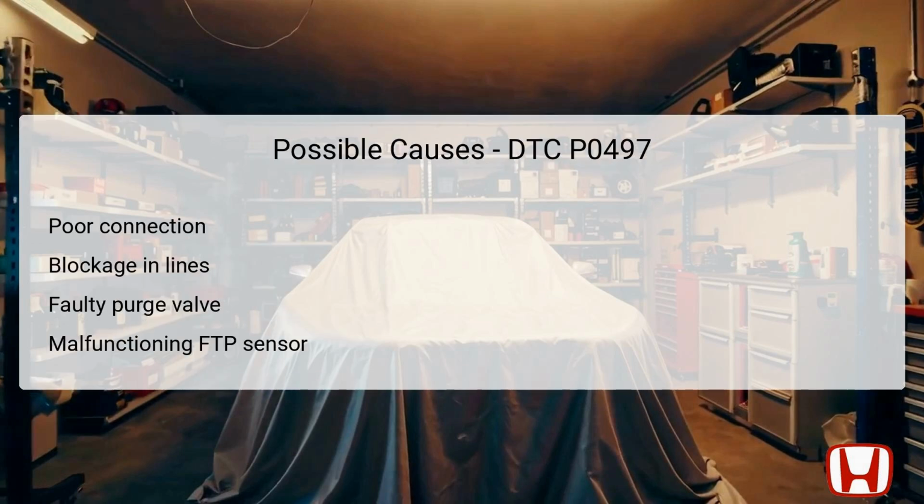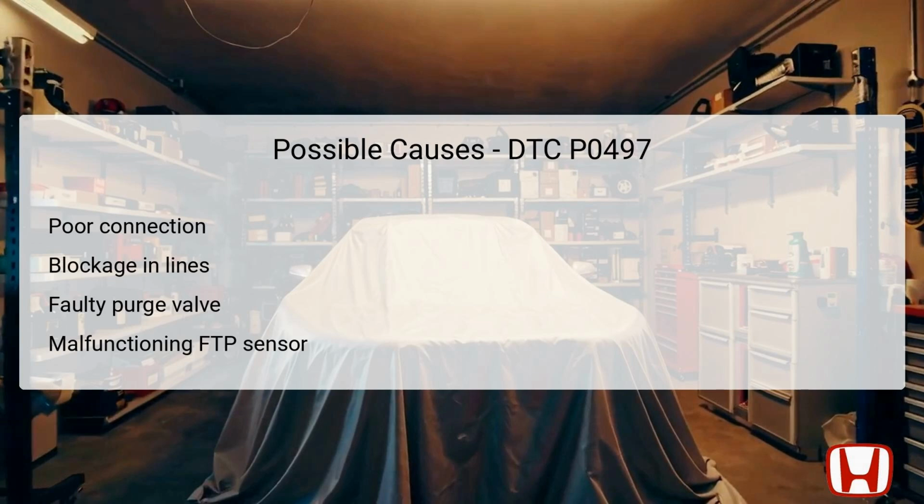Several factors can cause DTC P0497. A poor connection at the FTP sensor or the EVAP canister purge valve could lead to incorrect signals being sent to the ECM. Similarly, a blockage in the vacuum lines can also prevent proper vapor flow, contributing to the low purge flow condition. A faulty purge valve may fail to open or close properly, disrupting the flow of vapors.